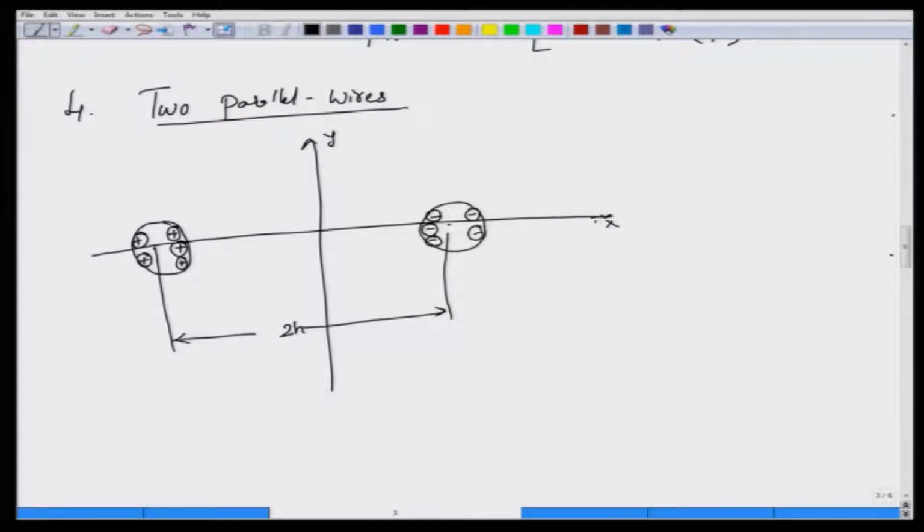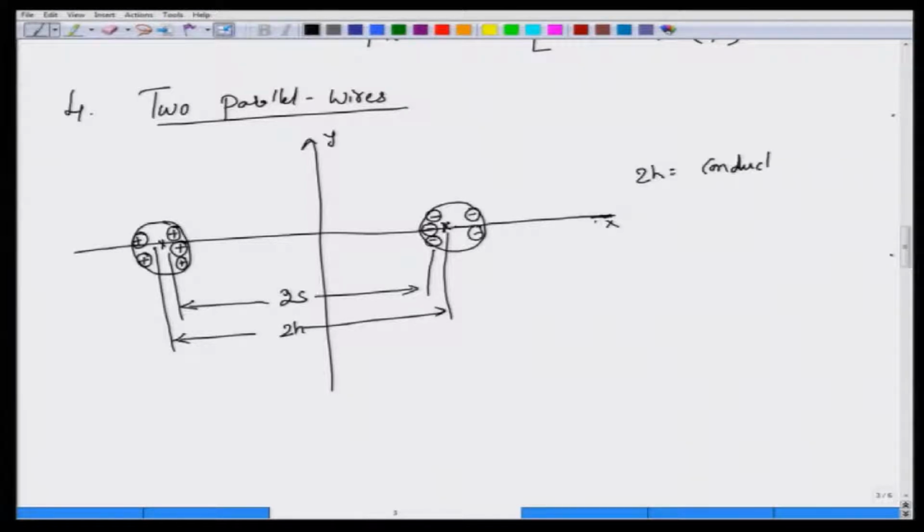However, I can restore some semblance of uniformity by considering a line charge not exactly at the center to center spacing, but slightly offset from this. We will consider the charge distributions slightly offset. The charge must be kept closer to the center. The line charge distribution is at 2s separation compared to the 2h conductor to conductor spacing. So 2h is the conductor to conductor spacing, whereas 2s is the equivalent line charge to line charge spacing.